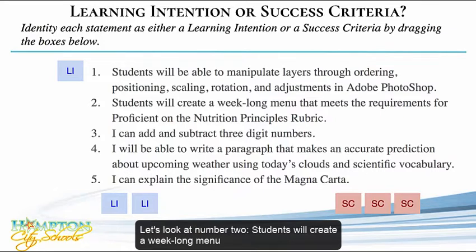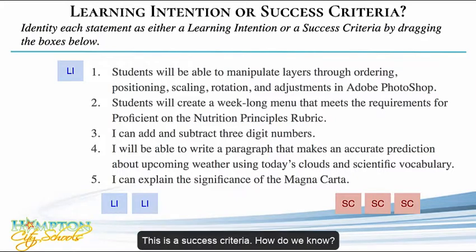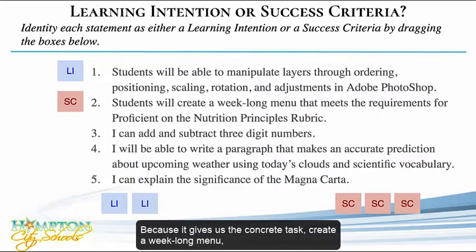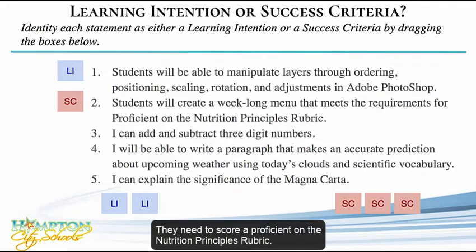Let's look at number 2. Students will create a week-long menu that meets the requirements for proficient on the nutrition principles rubric. This is a success criteria. How do we know? Because it gives us the concrete task, create a week-long menu, as well as the level of proficiency required to determine whether students have mastered the objective. They need to score a proficient on the nutrition principles rubric.